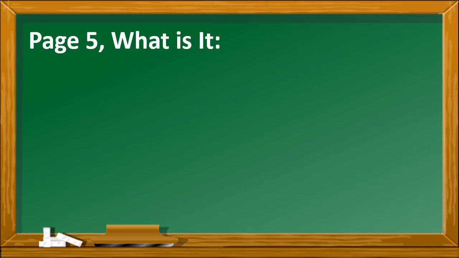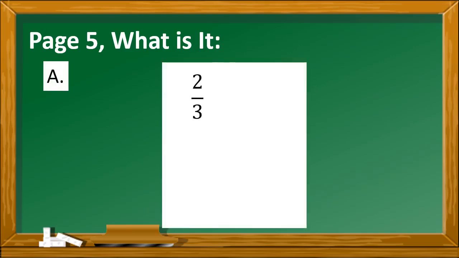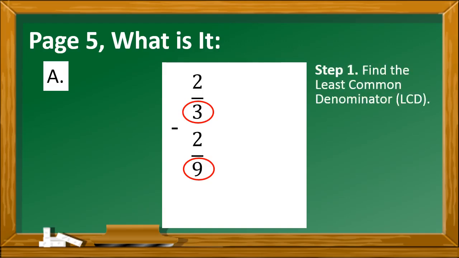Let's take another example in subtracting simple fractions without regrouping. On page 5, what is it? A. 2/3 minus 2/9. 3 and 9 are not the same. Therefore, step 1, find the least common denominator or LCD. 3 and 9, check if they have a common factor. Yes, 3 is the common factor of 3 and 9. Therefore, we will use the continuous division method.